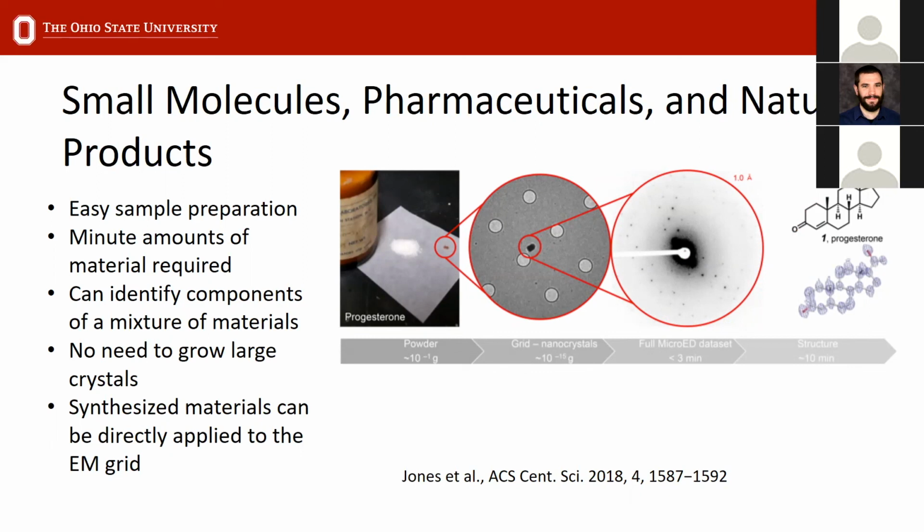You can collect the data set and then you can solve the structure of your small molecule. So what you see from that is that you really only need very small amounts of material. The Golden group has shown that you can also identify a mixture of different components in your sample. You don't need to grow large crystals anymore. And once you have synthesized material, you can directly apply it to the TEM grid and analyze it. So it's going to be a wonderful method for small molecules.